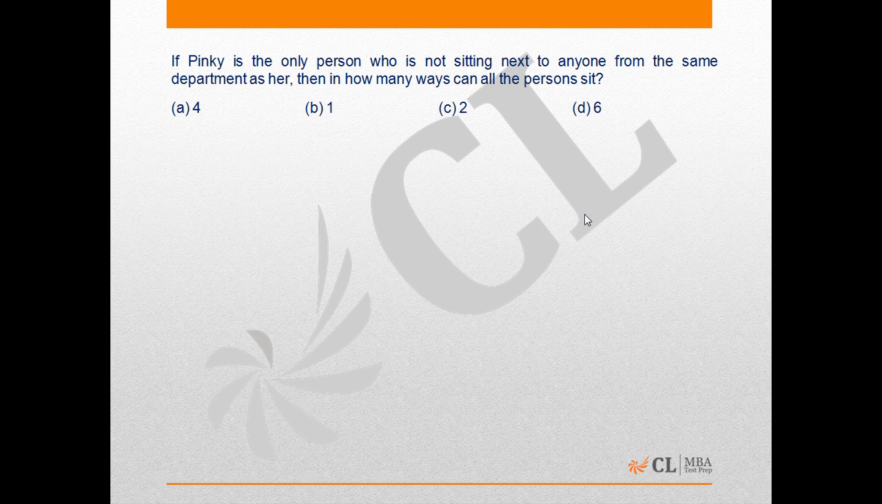In the last question, it is given that Pinky is the only person who is not sitting next to anyone from the same department as her. Then how many ways are possible for the sitting arrangement? Here it is given that Pinky is not sitting adjacent to any of her department members, which means she is not sitting adjacent to Amit, Chirag and Brijesh.